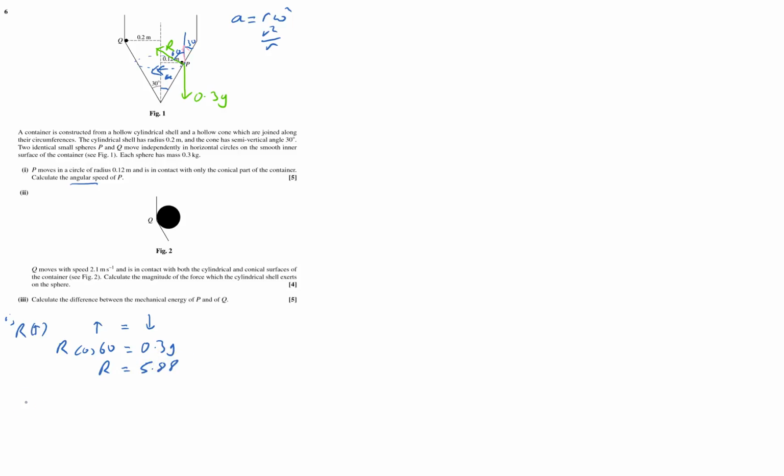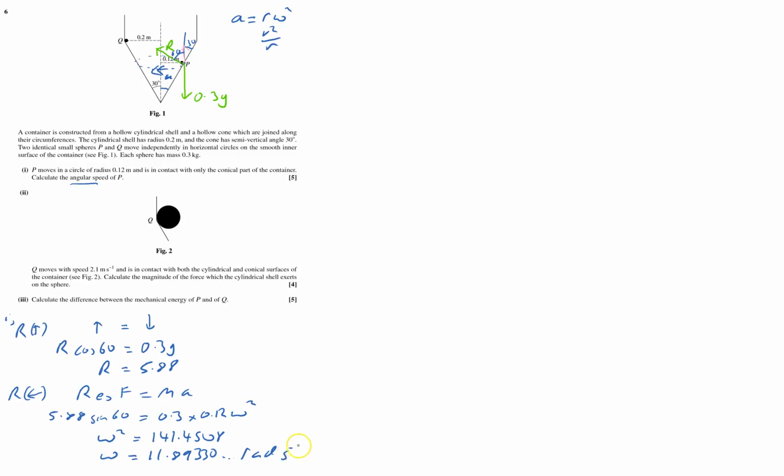Next I want to resolve inwards, and here I'm going to have resultant force equals mass times acceleration, and the resultant force going inwards, well, I worked out what R is, so it'll be 5.88, and then it's going to be sine 60. There's nothing else there, and that equals the mass, which is 0.3, and then times r omega squared, but r we know is 0.12, so it's 0.12, and then times omega squared, and that will tell me that omega squared equals 141.4508, and therefore omega equals 11.89330. Let's keep going, and that'll be radians per second.